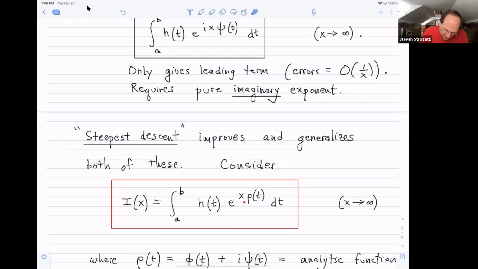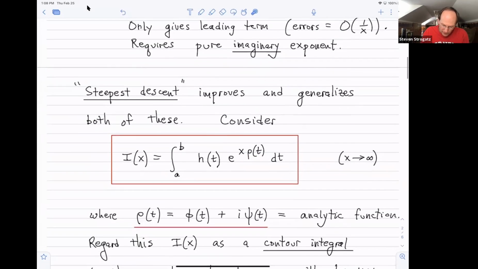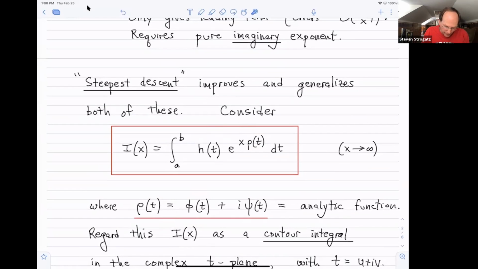And then we have e to the x, and then something in the exponent, rho, where now we're going to think of rho as being complex. It can have both a real part, like our phi in Laplace's method, and an imaginary part, like our psi in stationary phase. And we're going to think of this rho as having both put together in such a way that the result is an analytic function, meaning that rho is an analytic function of the complex variable t. It has a nice derivative in the complex t plane.